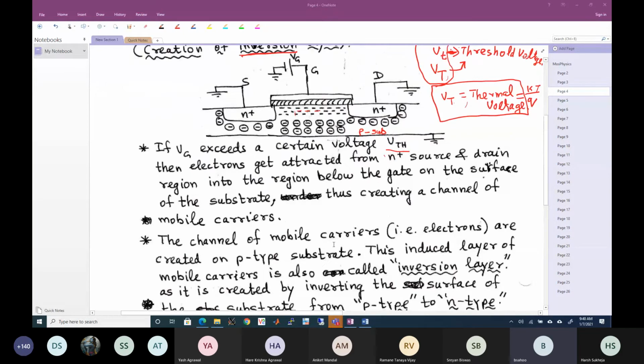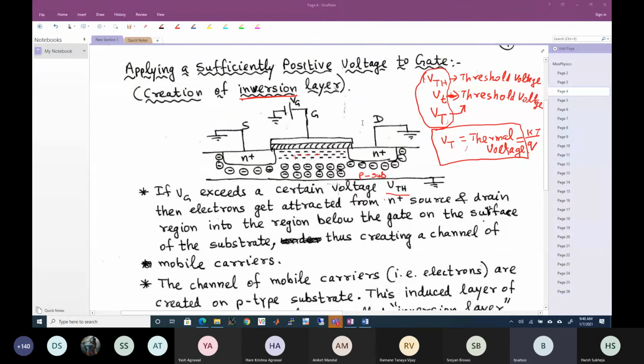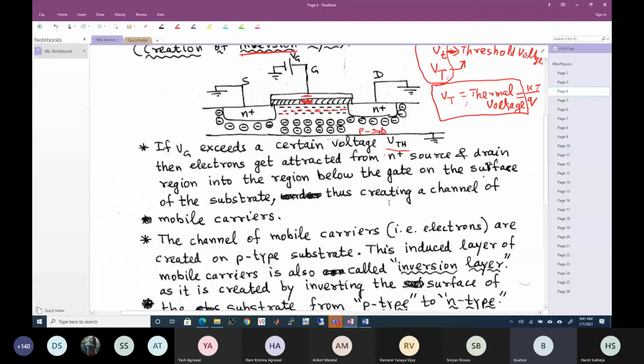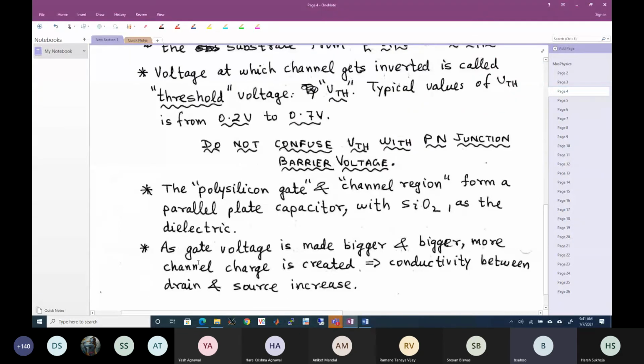The polysilicon gate and channel region form a parallel plate capacitor with silicon dioxide as a dielectric. So as I said, this is one plate, and this becomes another conducting plate of the capacitor, and this is the insulator over here. Okay, so as the gate voltage is made bigger and bigger, more channel charge is created, that is, conductivity between the drain and source increases.